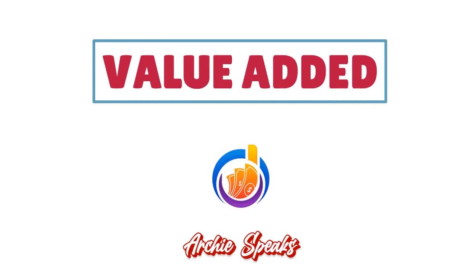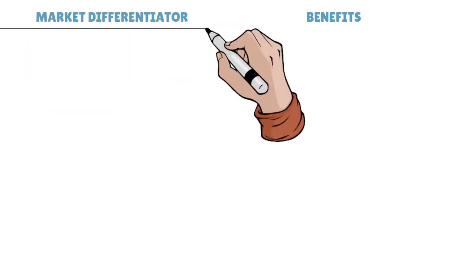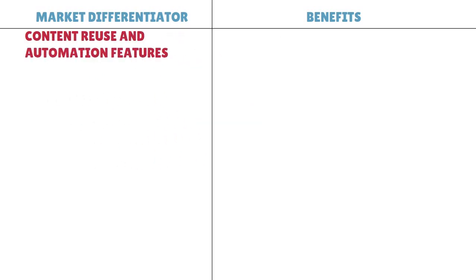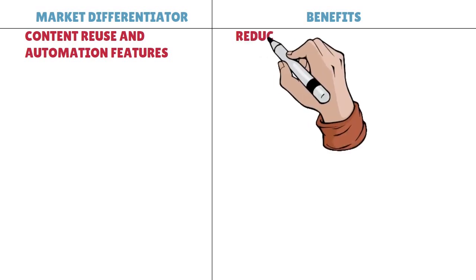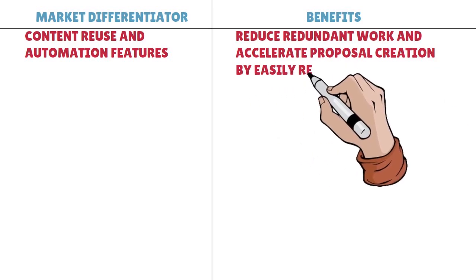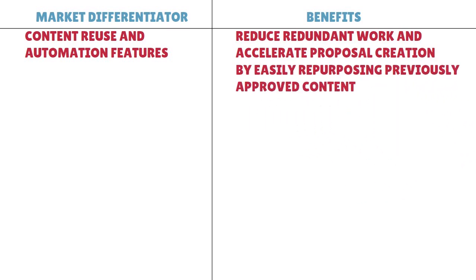Let's talk about the value added here. When you think about Qvidian, what kind of value added can you think about? What are the benefits, and what is the market differentiator? We think the fact that when you look at Qvidian, you have content reuse and automation features. That's actually a great market differentiator. And the benefits are pretty simple. You're able to reduce redundant work and accelerate proposal creation by easily repurposing previously approved content.